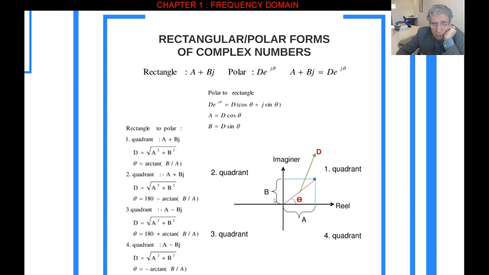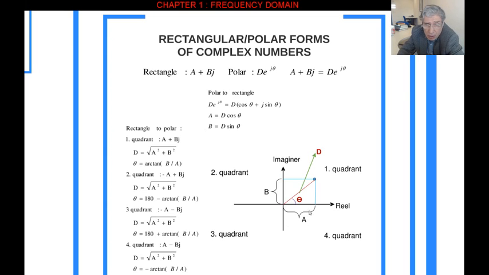If you know the A and B, that means abscissa and ordinate are known, then you can find that point. Or in polar coordinates, if you know this theta angle and that D value, that means the polar representation, you can get the same point. So you can represent any complex number in Cartesian form with A and B, or in polar form with D and theta. How we change from one to another is easy.